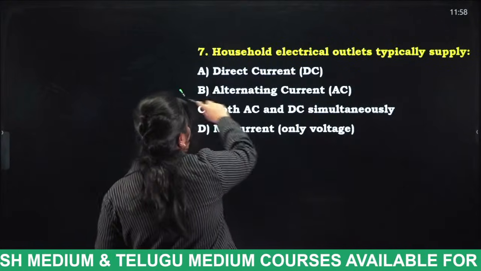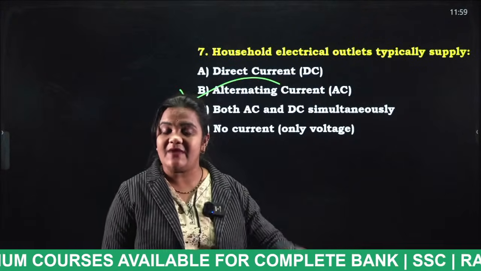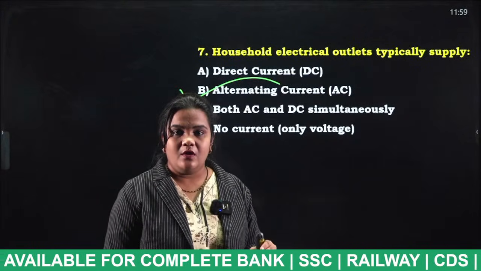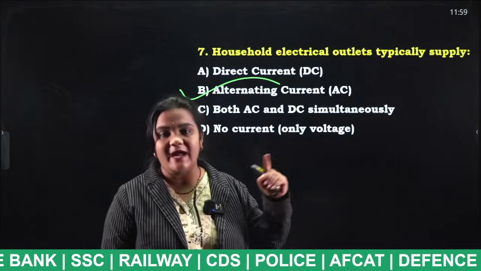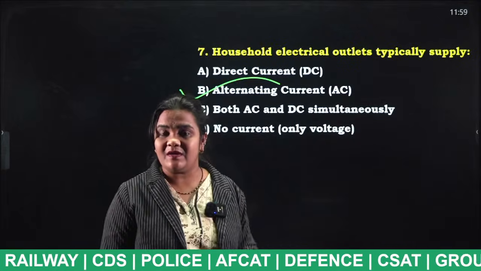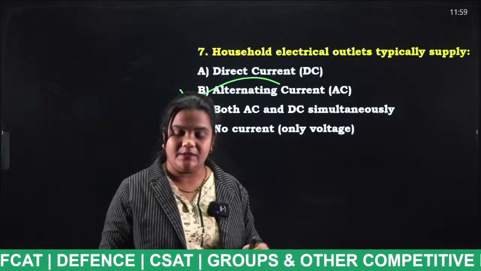Very good. Alternating current. The current which we are using in our daily life is alternating current. If the power is gone, we will switch on the inverter. So what is happening in the inverter? Direct current is converting into alternating current.